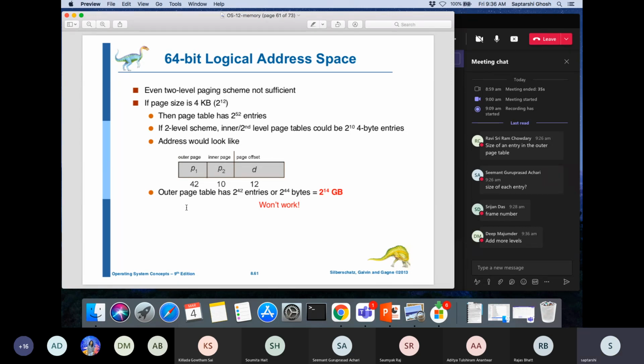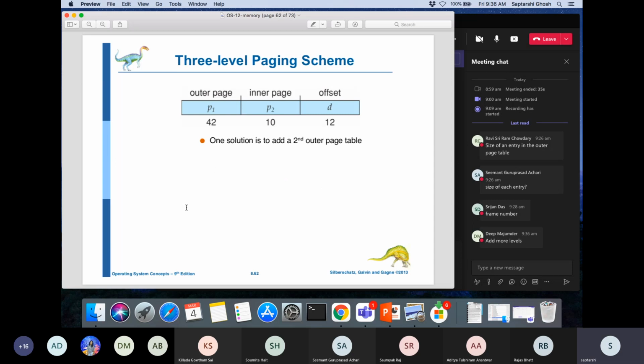Yes, basically what Deep said, go and add more levels. So instead of having a 2-level page table, think of having a 3-level page table. So add a second outer level page table. So instead of having 12, 10 and 42, we cannot allocate contiguous memory for 2 to the power 42 page table entries. So add a second level of outer page table. Okay. So now we have 3 levels of page tables. So inner page is 10, outer page is 10, and second outer page is 32.